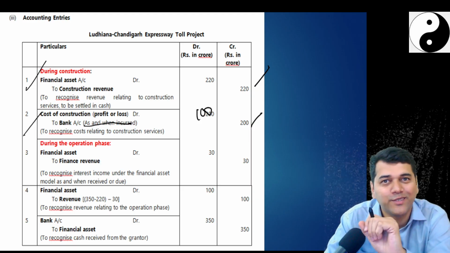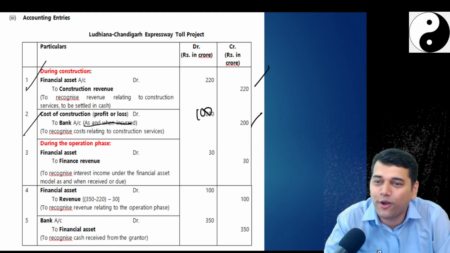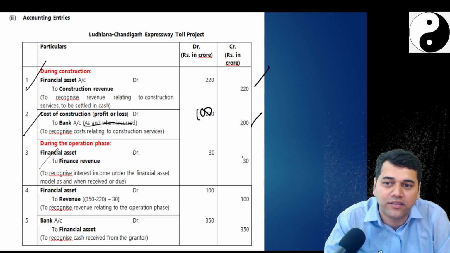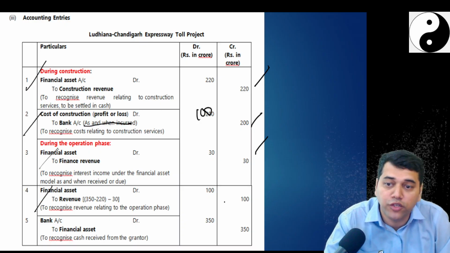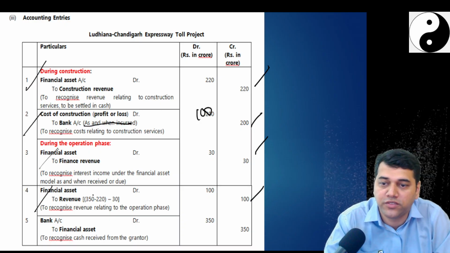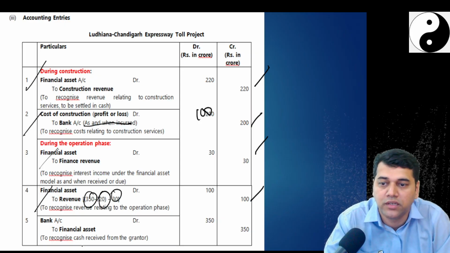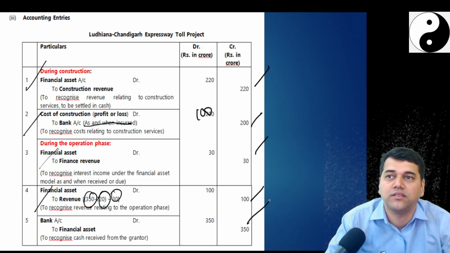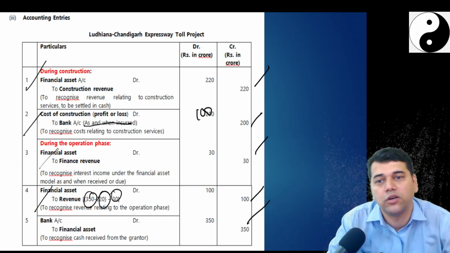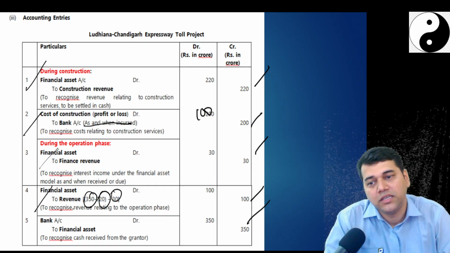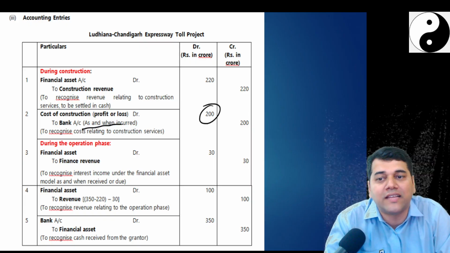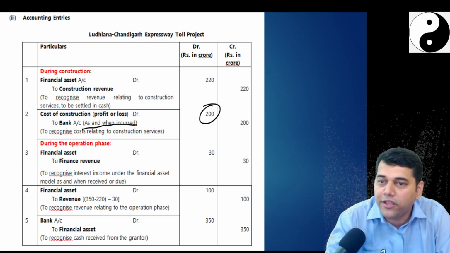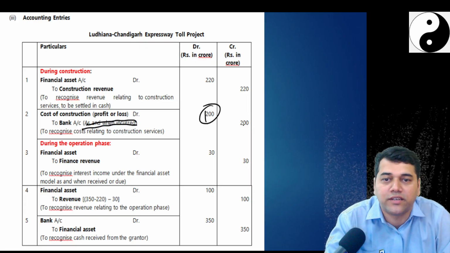Okay, understood? During operation phase, financial asset to operational revenue 100, which is 350 minus 30 minus 220. And the bank to financial asset. Have you got these entries? Okay, so one more thing we learned. Either I can give 200, but with the bank I should write as and when incurred. If you don't want to write this sentence, then write here 100.